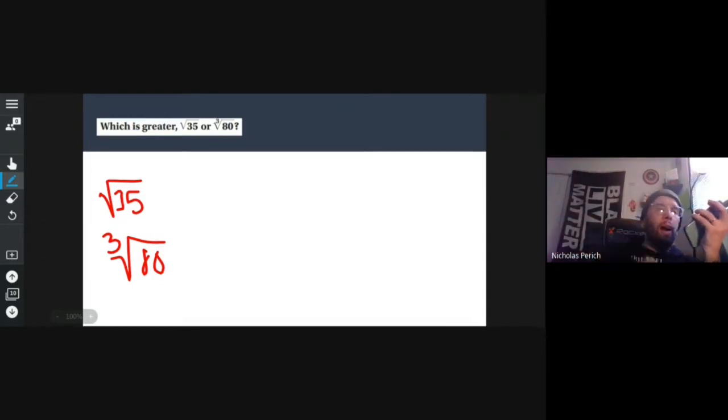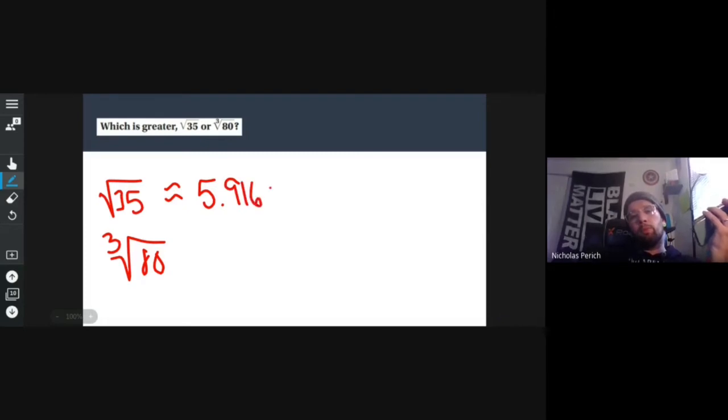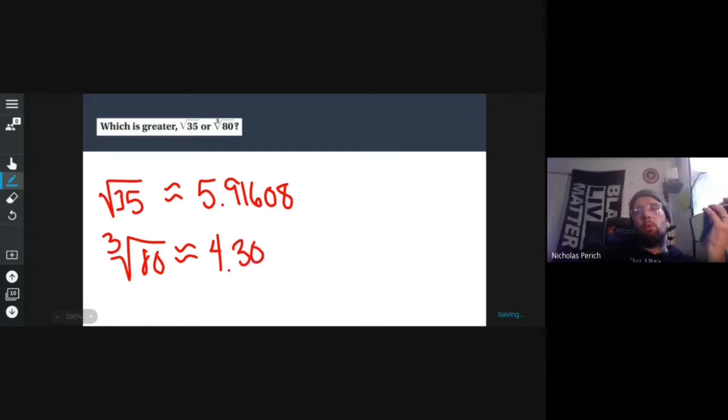Square root of 35. The square root of 35 is approximately 5.91608. What's the cube root of 80? The cube root of 80 is approximately 4.30887. So what am I trying to find? Which one's greater?